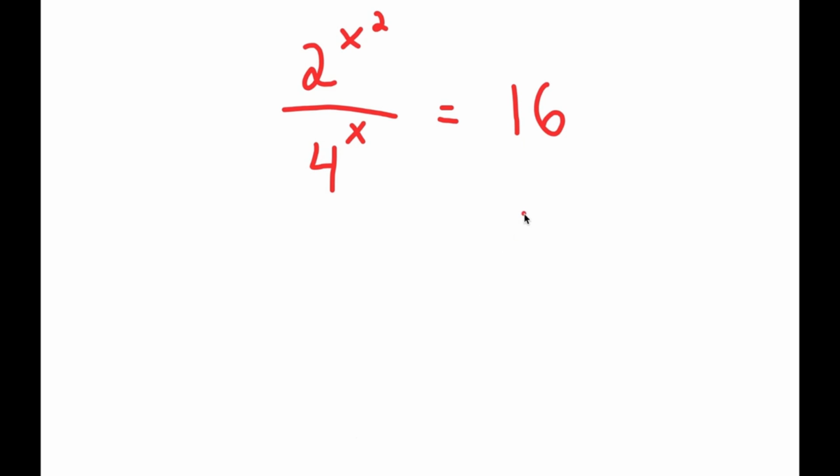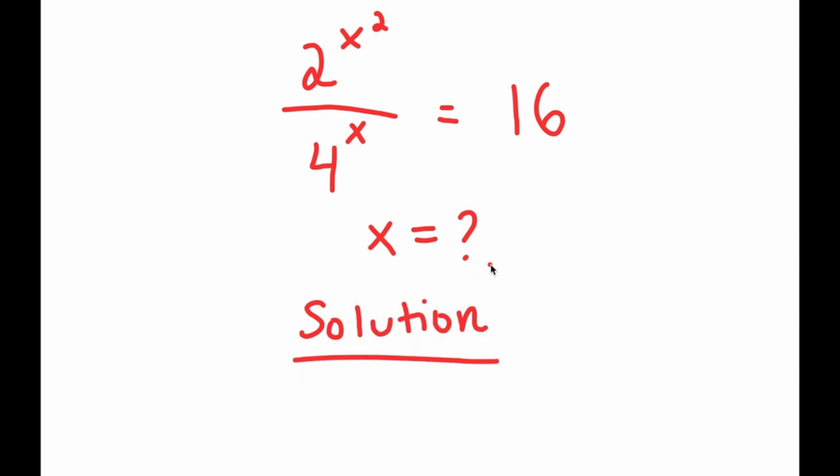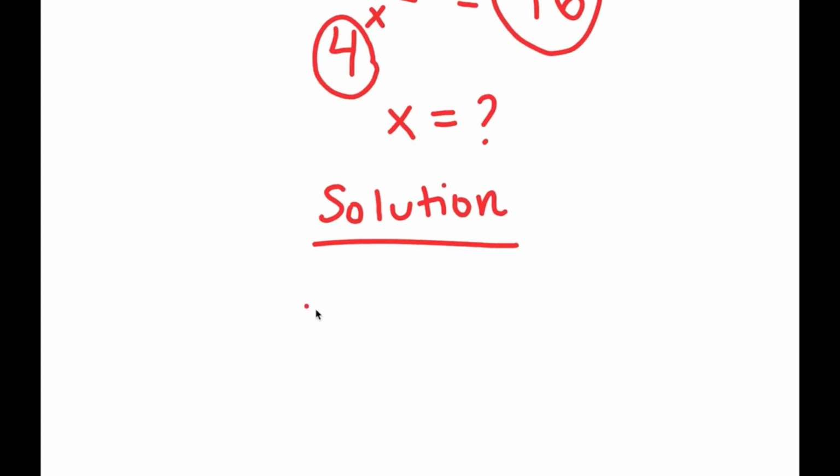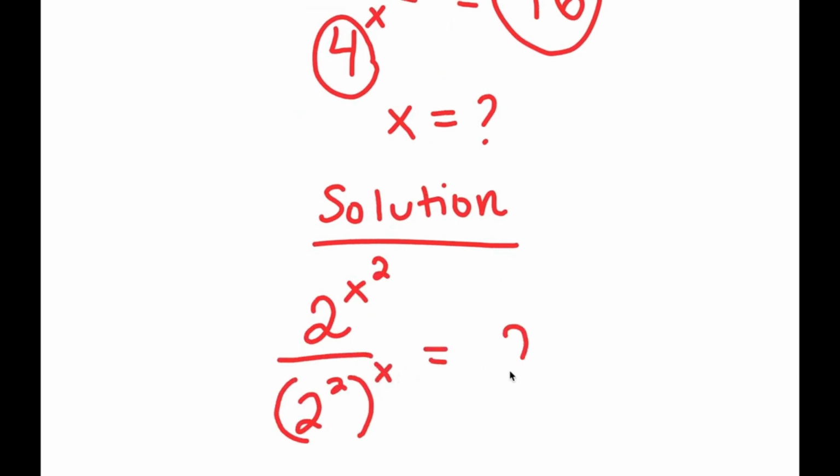Alright, so in this equation, I have 2 to the power of x squared over 4 to the power of x is equal to 16. So I want to find the value of x here. So for my solution, I'm going to start by rewriting 4 as 2 squared and 16 as 2 to the power of 4 so that all my terms are in powers of 2. So I get 2 to the power of x squared over 2 squared to the power of x is equal to 2 to the power of 4.